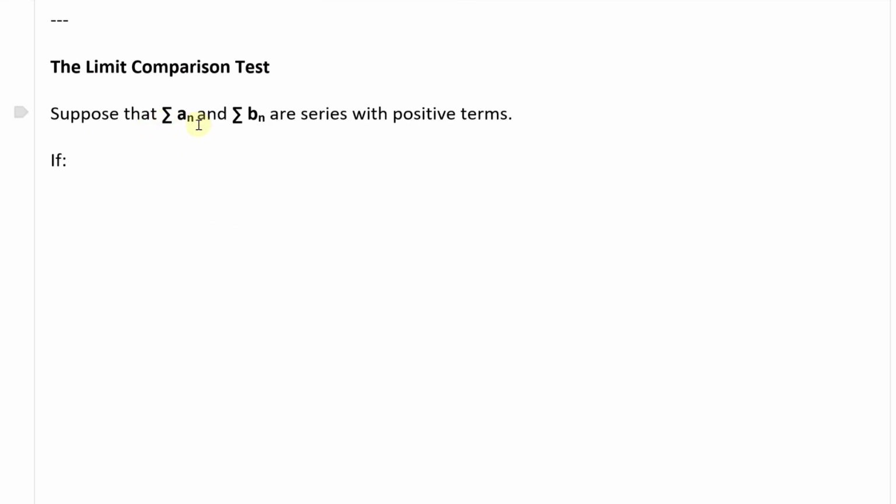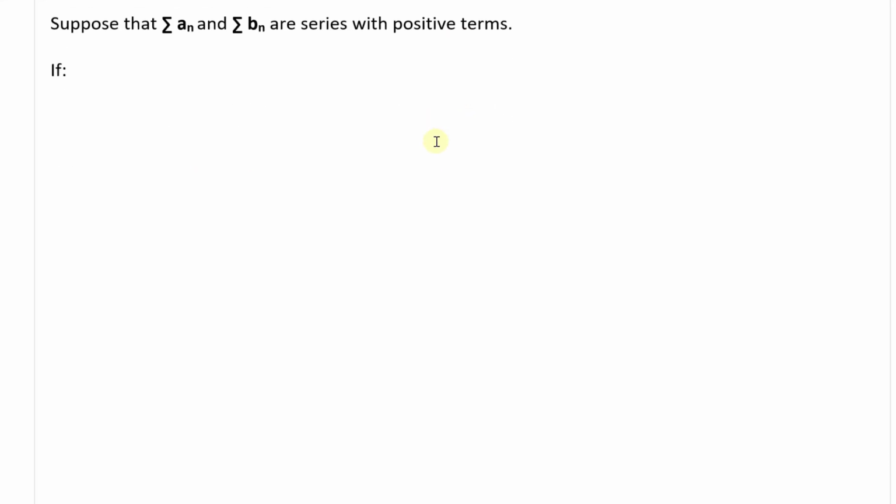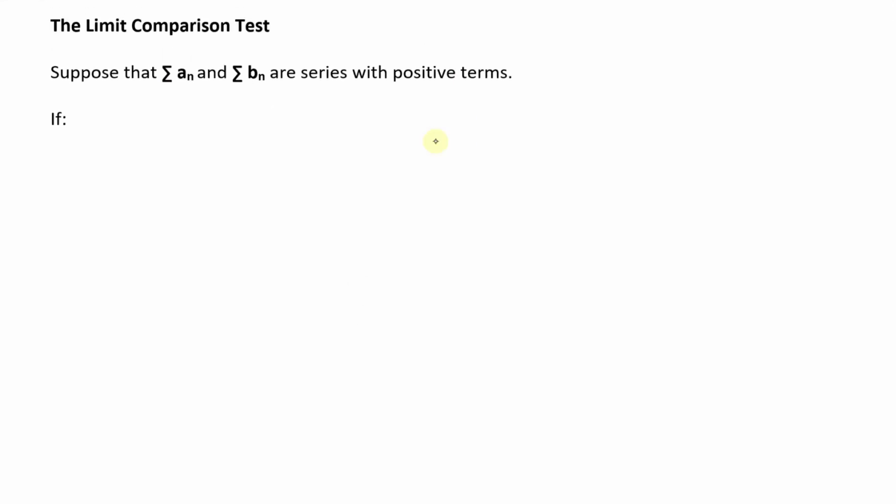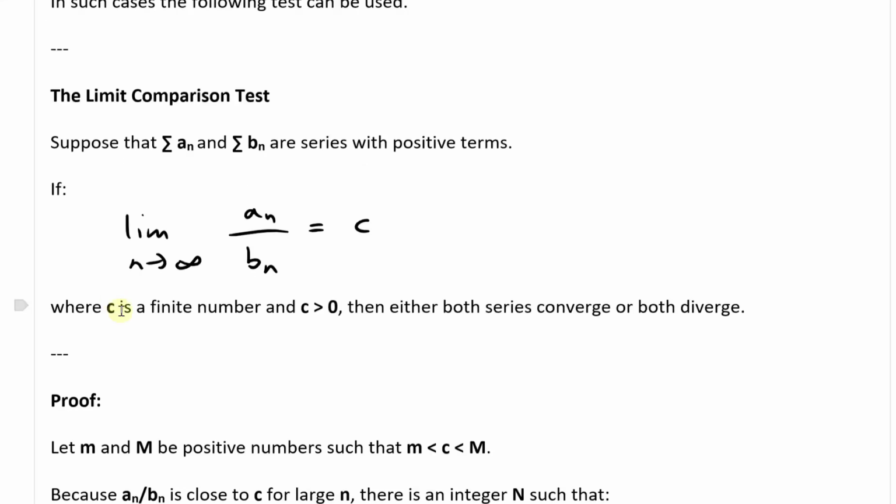Suppose that the series an and bn are series with positive terms, so that the partial sum is always increasing. If the limit as n approaches infinity of an over bn equals c, where c is a finite number and c is greater than 0, then either both series converge or both diverge. In other words, if this is a constant c greater than 0 and bn converges, then an converges. If bn diverges, an diverges.